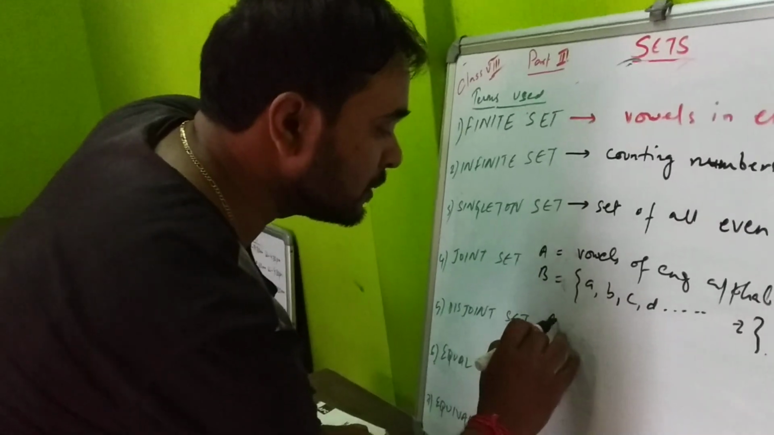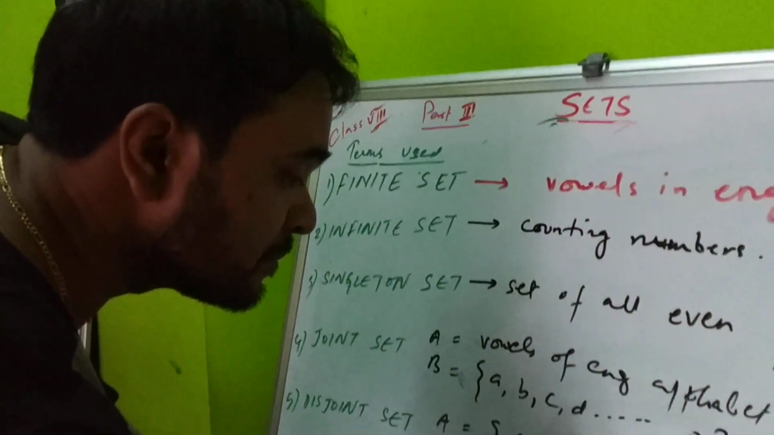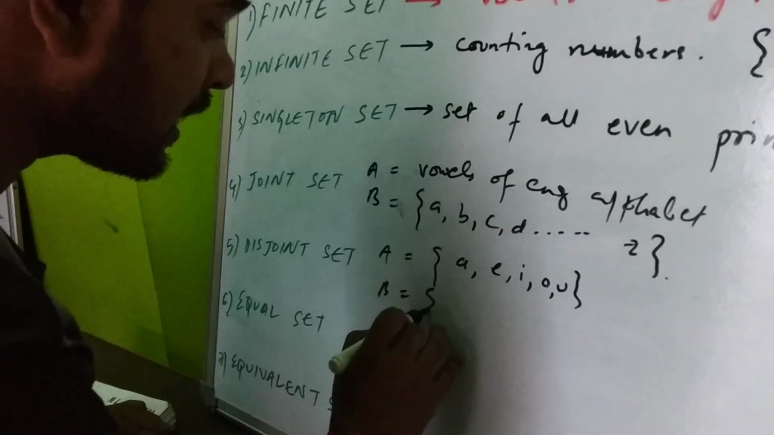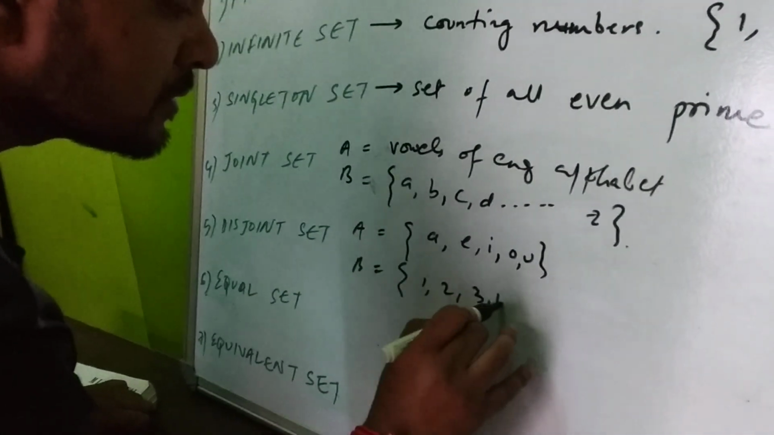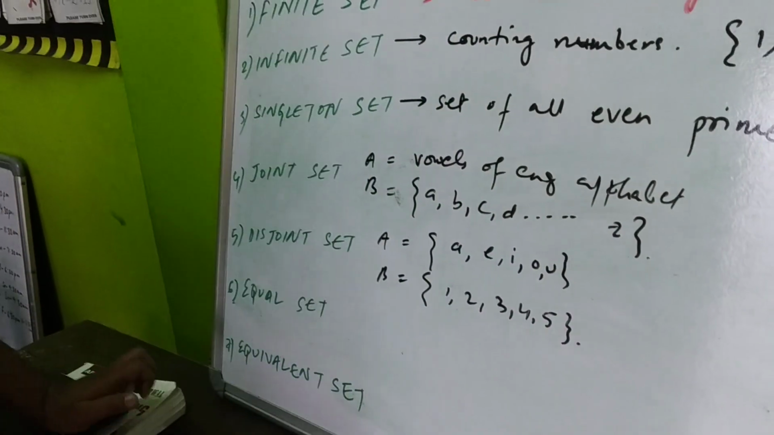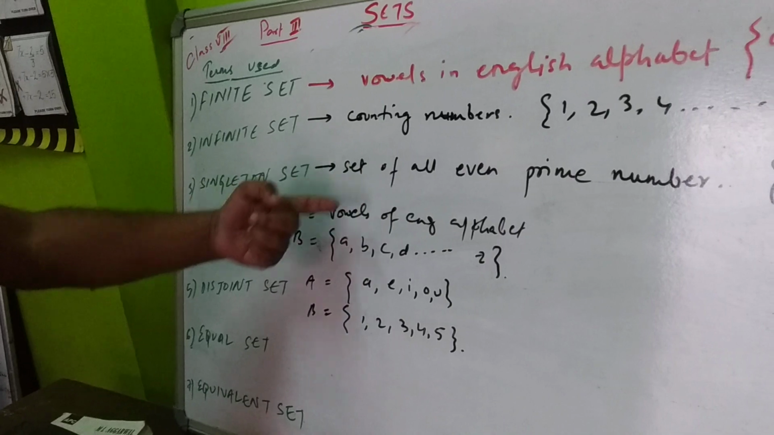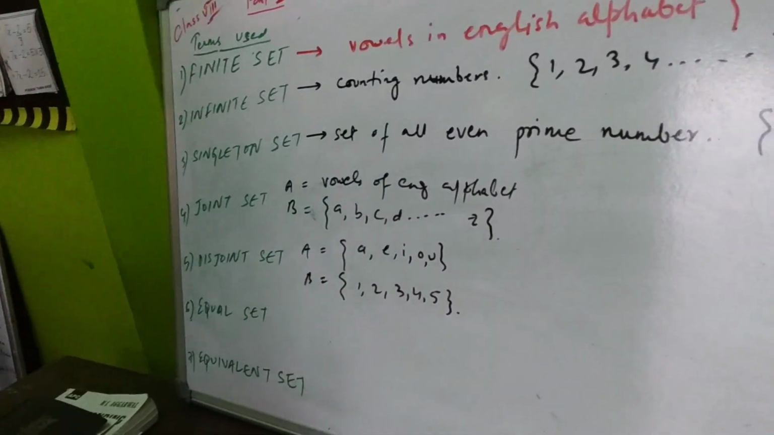But this would be a disjoint set if A is vowels and B are the first 5 counting numbers. Now they are disjoint sets because you don't see any common elements in the two. So in joint sets there are common elements. In disjoint sets there are no common elements.